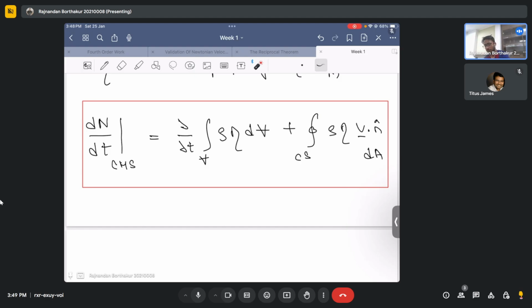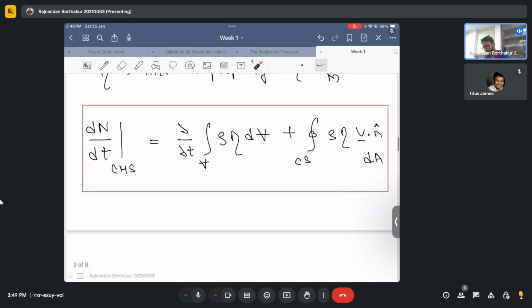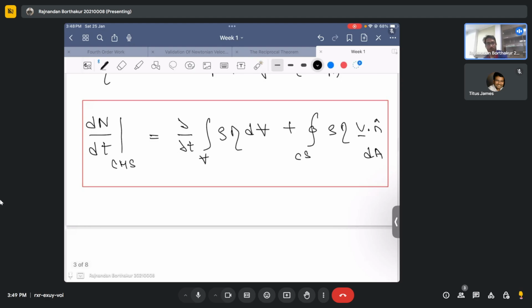Okay, if not, it's completely fine. I can explain it, but please let me know whether it is required or not, and I'll be happy to clarify it. But I believe that you know this by now, the difference between a control mass system and a control volume system.